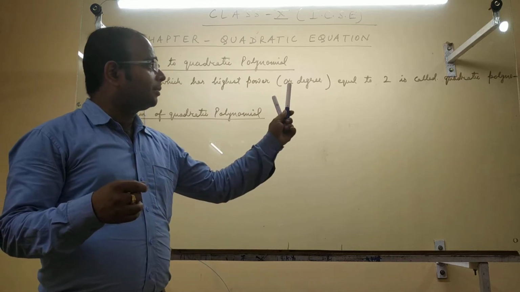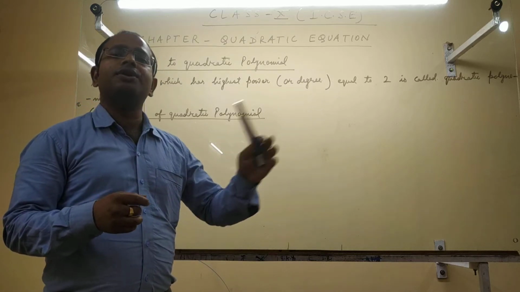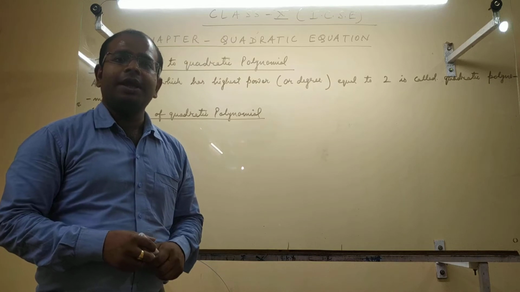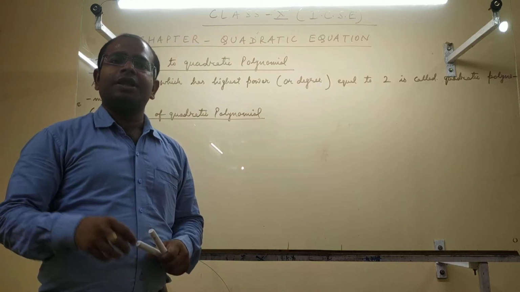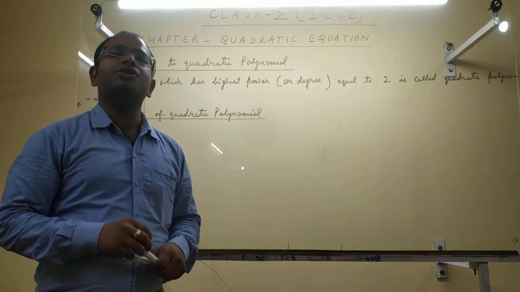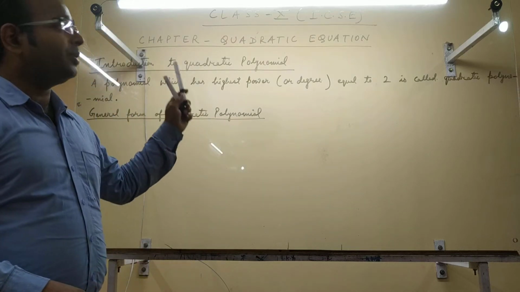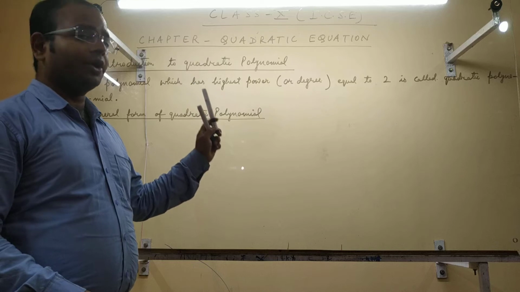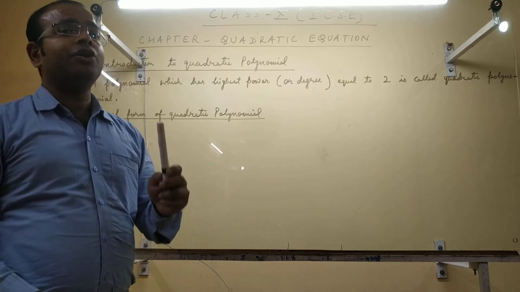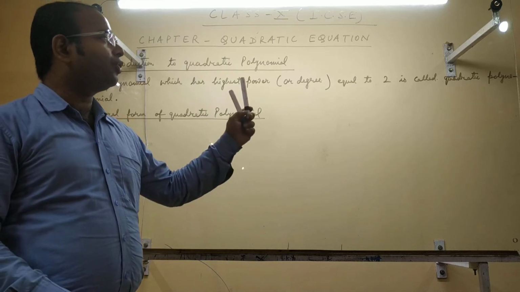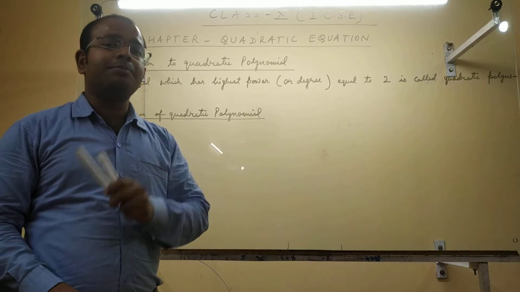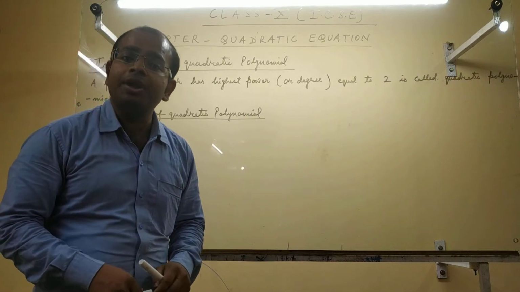Here the term degree has also its own importance. In any polynomial, the highest power of variable is known as degree, and for a polynomial to be a quadratic equation or to be a quadratic polynomial, the degree of that polynomial must be equal to 2. Means the highest power of variable should be 2.